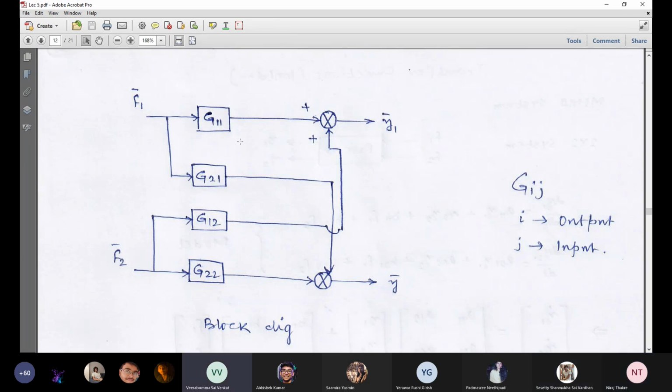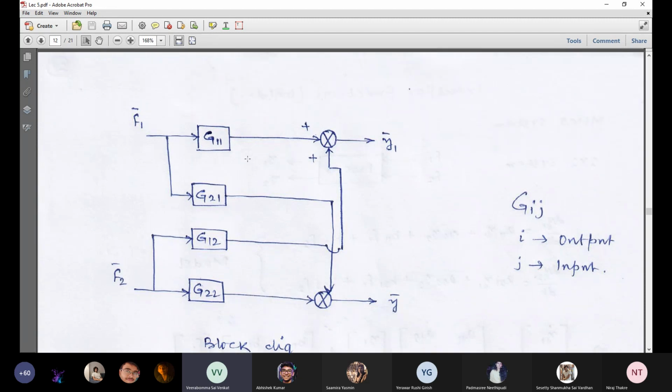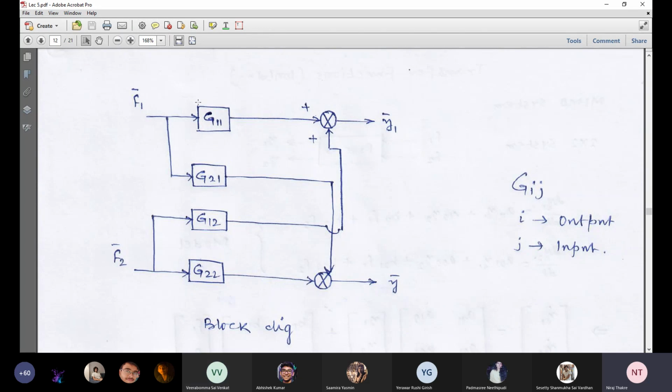Applying transfer functions on y1, f1, y2, f2. So it is somewhat like this. Suppose this is G11. The first suffix corresponds to the output y1 and the second suffix corresponds to the input f1. So G11 should connect y1 and f1. According to the nomenclature, the first suffix indicates the output, that means y1, and the second suffix indicates the input, that means f1. So f1 and y1 must be connected with G11, and it is there, you see.